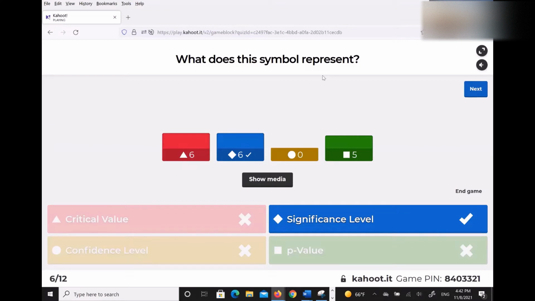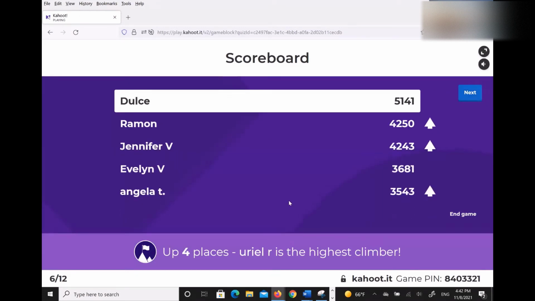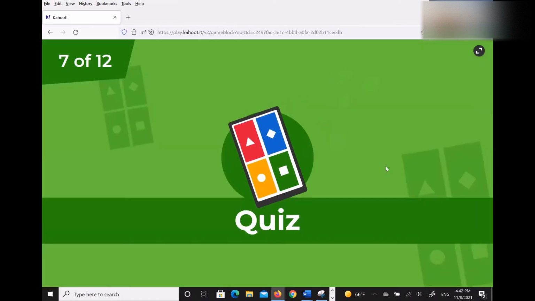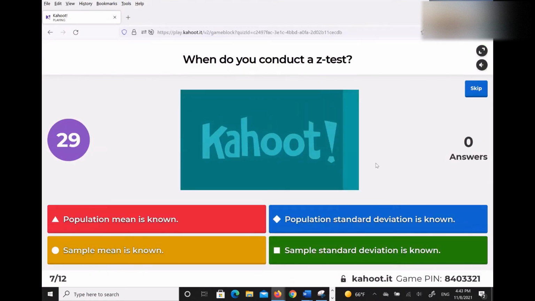All right, the little alpha is the significance level, okay? And you're gonna use the alpha to find the critical value later. All right, those Ramon, Jennifer, Evelyn, Angela, Uriel. We talked about this last time.